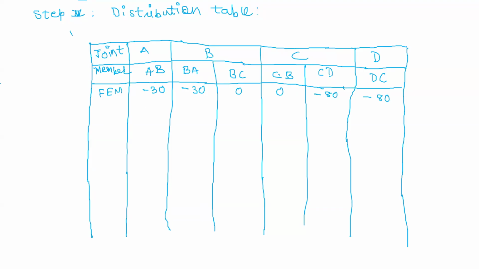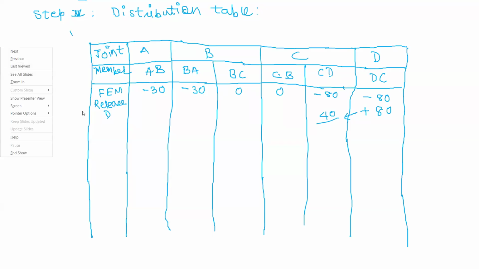Then we have to release. So release D. We have this value we are going to release, so we have this value plus 80. And when it is carried over, we have this value as plus 40. And then we can have these values.